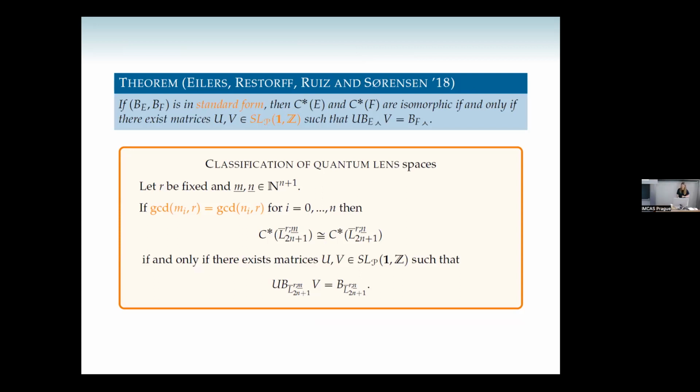So then we can say that these two lens spaces here are isomorphic if and only if we can find matrices in this SLP, such that this is true. Of course, you have to choose P, but it's possible here.